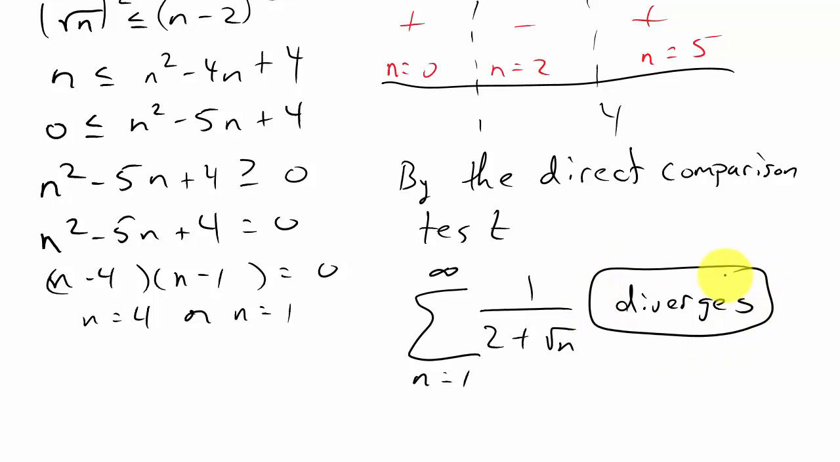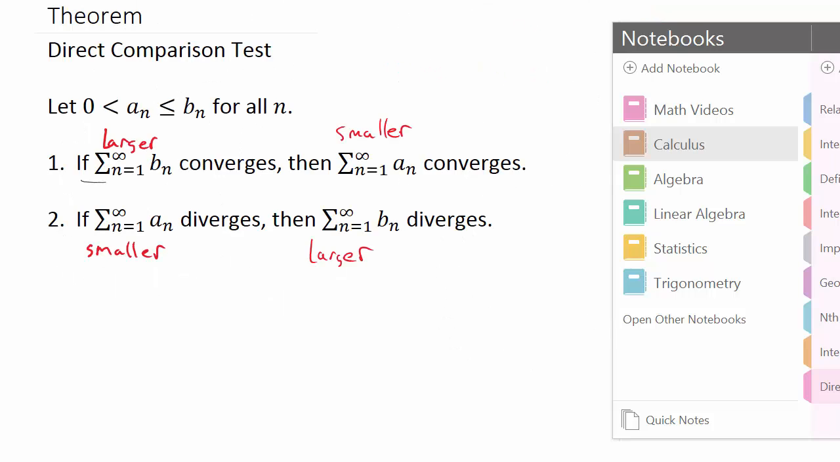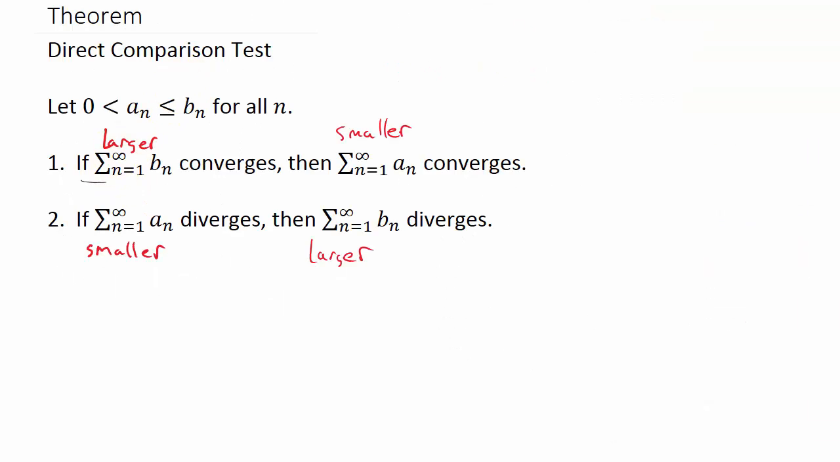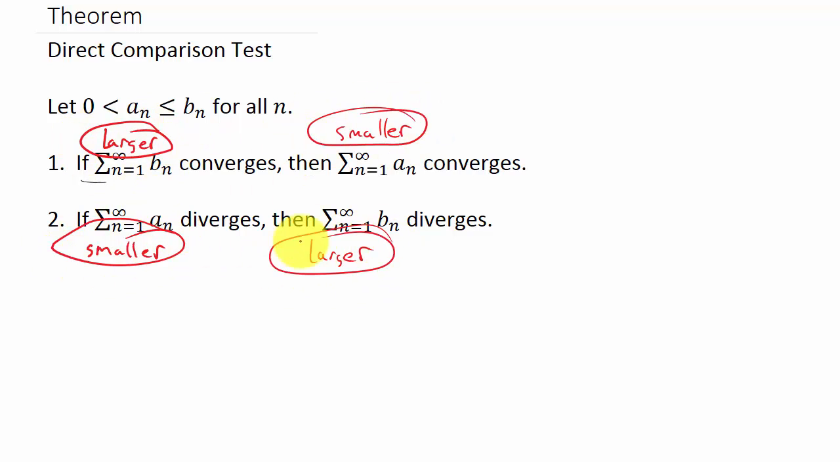And that is all of this example, and I hope it helped. Just remember, when you're using the direct comparison test, you have your theorem, and it may just be easier for you to look at it as the larger and the smaller, and the smaller and the larger.